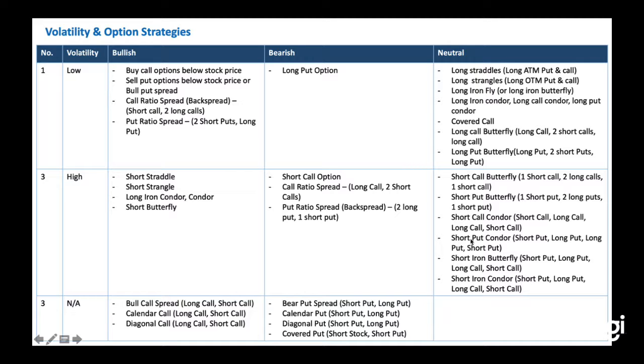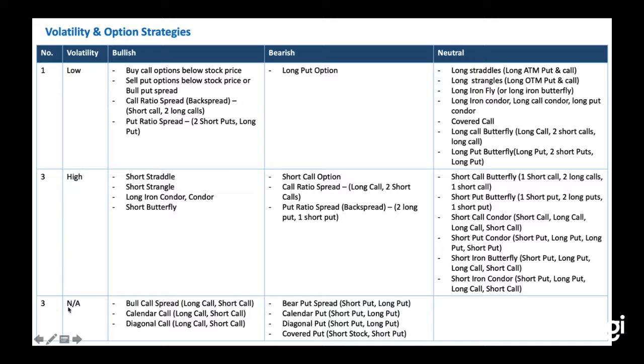And if you're a neutral, this is where all our butterflies and some of these condors will come into play. Your volatility is high, you are neutral, and most of the strategies, as you can see here, you are short. Basically, you're short or you're selling. So when the volatility is high, you basically look at selling option premium for most part.